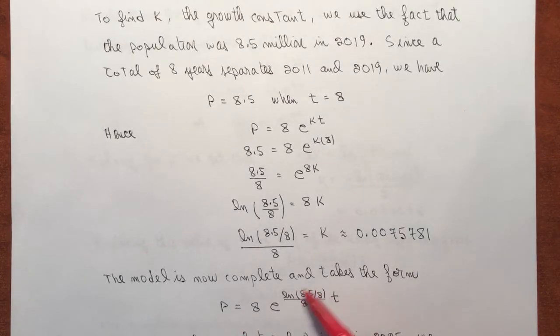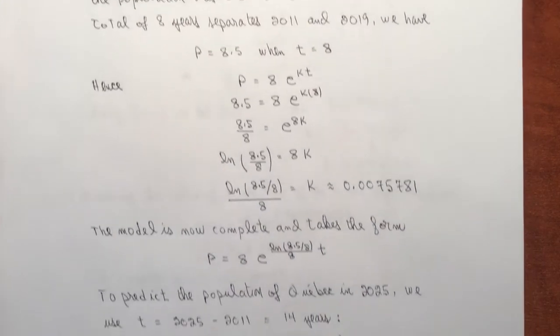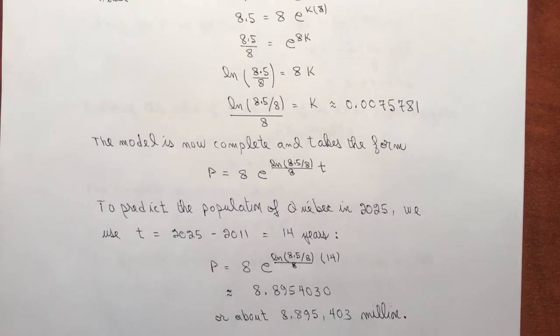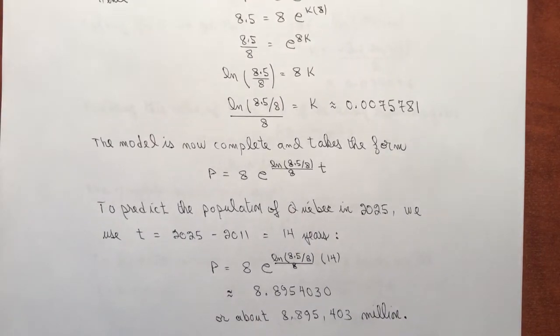So the model is now complete, and we get that P is equal to 8 multiplied by e to the growth constant times t. If you're interested in finding the population of Quebec in 2025, all you have to do is figure out how many years went by since the beginning, 2011. So 2025 minus 2011 is 14 years. We replace t by 14, multiply by the growth constant, take e to that power, multiply by 8, and what we get is 8,895,403 people in 2025.